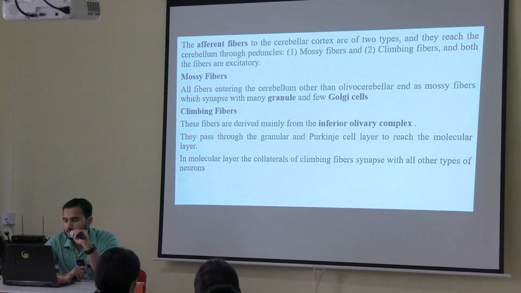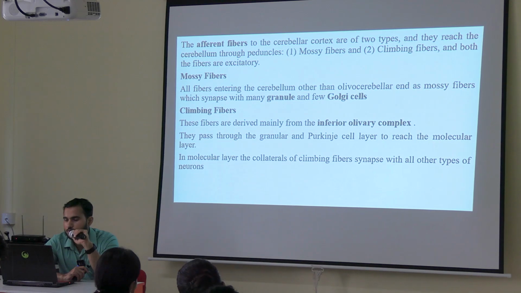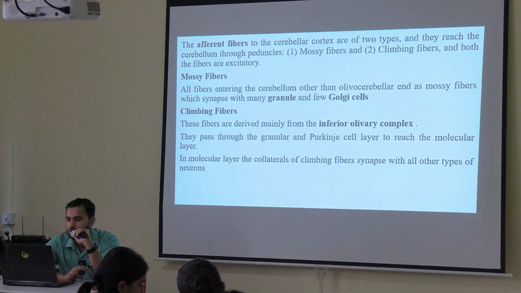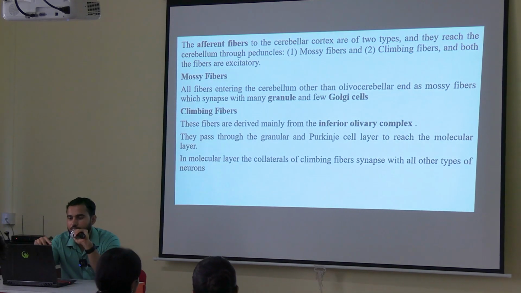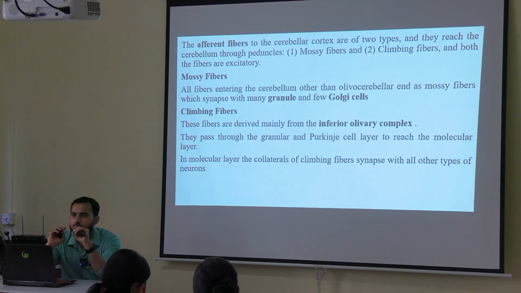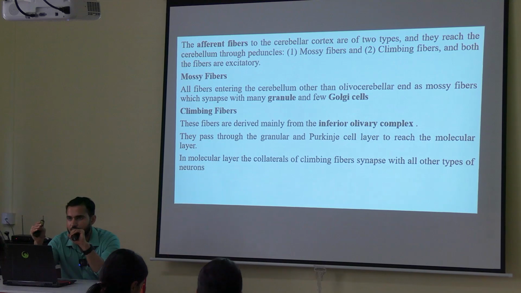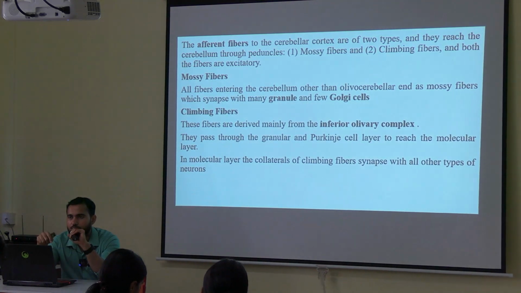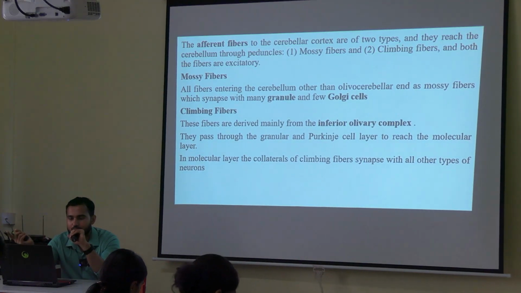So, in the molecular layer, the collaterals of climbing fibers synapse with all the types of neurons which are present over there. Okay, that is the climbing fibers. So, two different types of afferent fibers are there: mossy fibers and climbing fibers. Mossy fibers means all the fibers except olivocerebellar fibers. Okay, they are called mossy fibers, which will go and synapse with granule cells and Golgi cells.